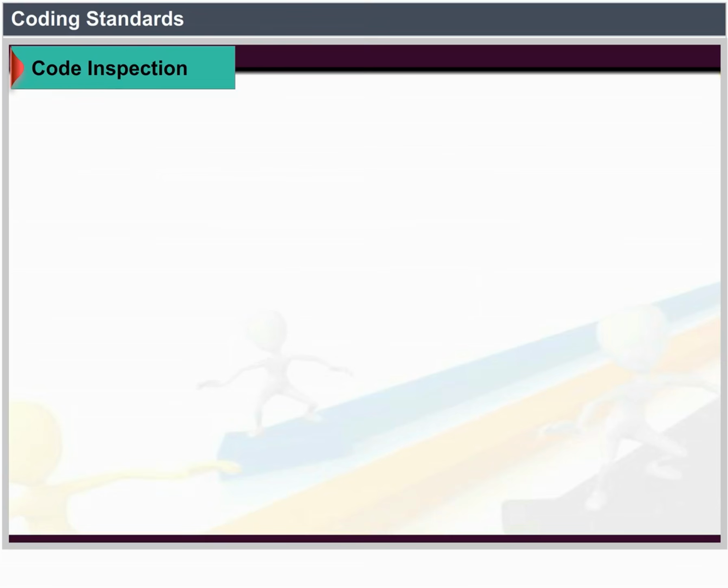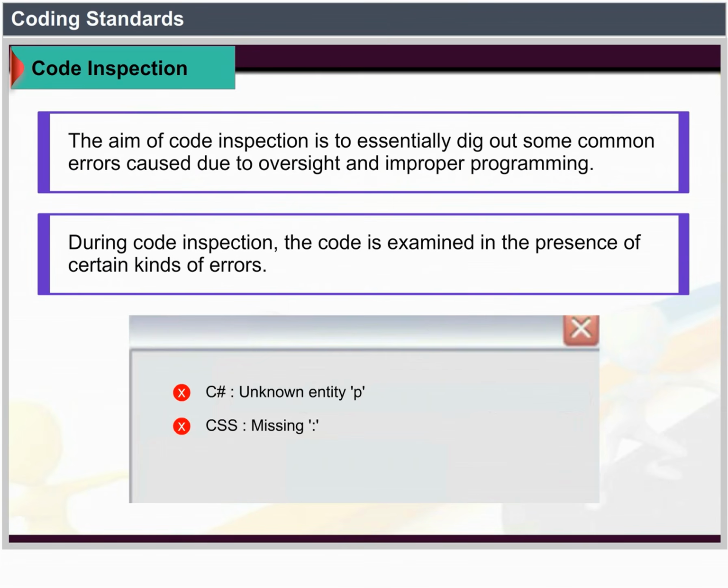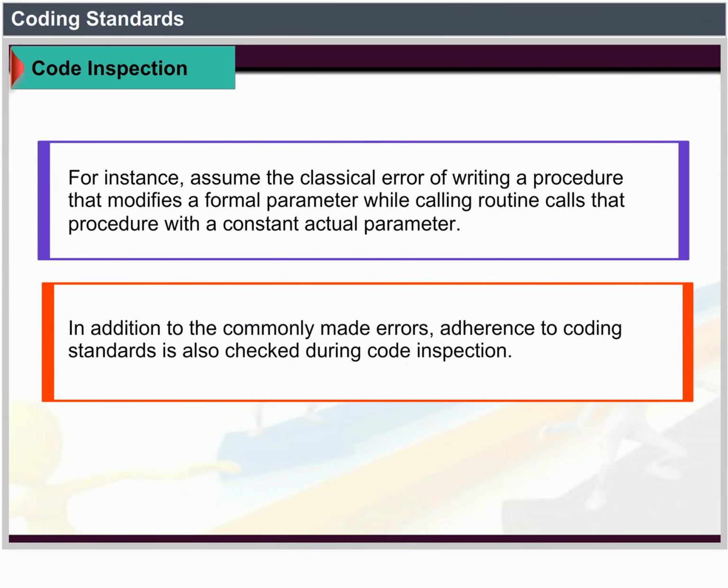Code inspection. The aim of code inspection is to discover some common types of errors caused due to oversight and improper programming. During code inspection, the code is examined for presence of certain kinds of errors. For instance, consider the classical error of writing a procedure that modifies a formal parameter, while the calling routine calls that procedure with a constant actual parameter. In addition to the commonly made errors, adherence to the coding standards is also checked during code inspection.